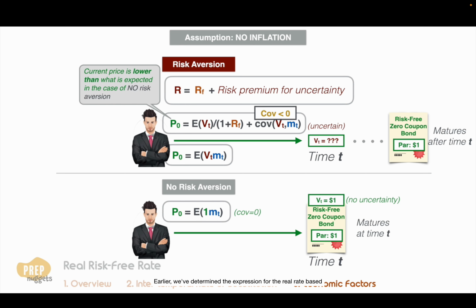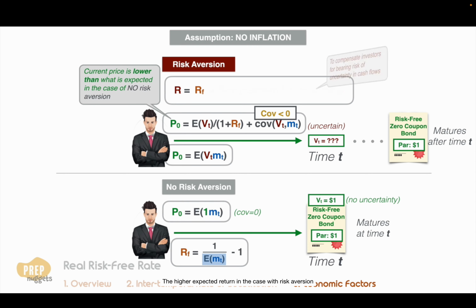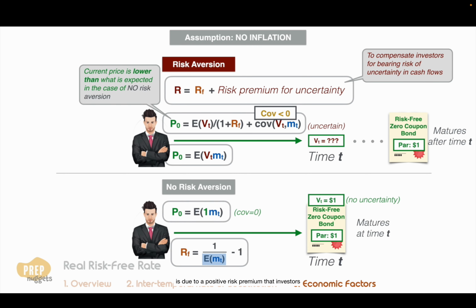Earlier, we've determined the expression for the real rate based on the assumption of no risk aversion, which is dependent only on the trade-off between current and future consumption. The higher expected return in the case with risk aversion is due to a positive risk premium that investors demand for bearing the risk that comes with uncertain cash flows. The higher this uncertainty, the higher is the required real risk-free rate.